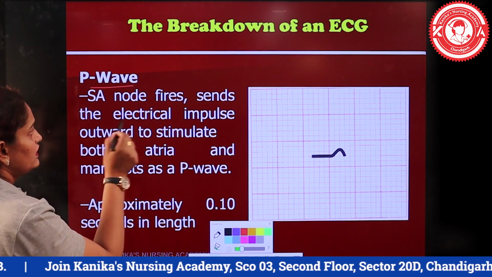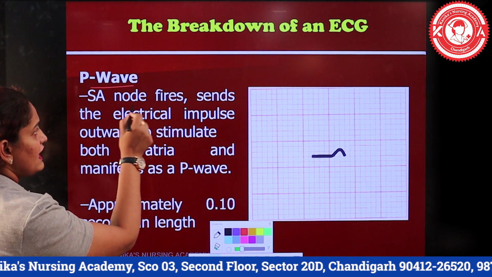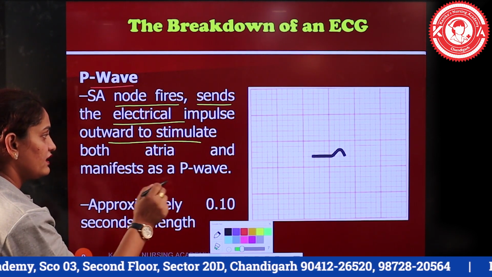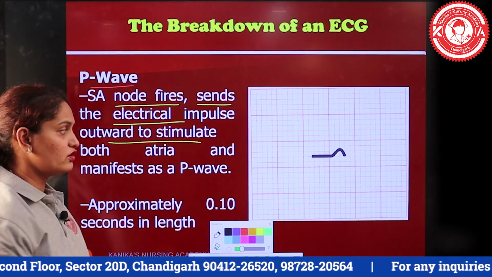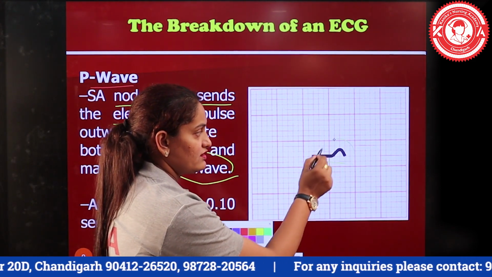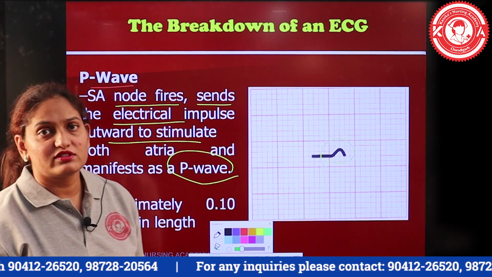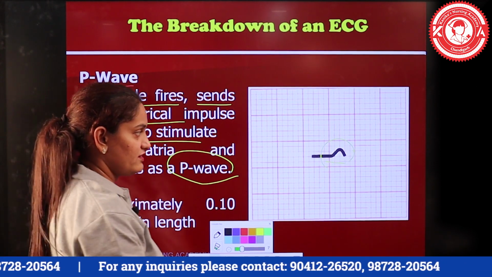The P wave, when the SA node fires the impulse and sends the electrical impulses outward to stimulate both the atria and ultimately leads to the contraction of atria. It is manifested on the ECG strip as P wave. We can see easily here the formation of the P wave, and the approximate time duration of P wave is 0.1 or 0.12 seconds we can say.